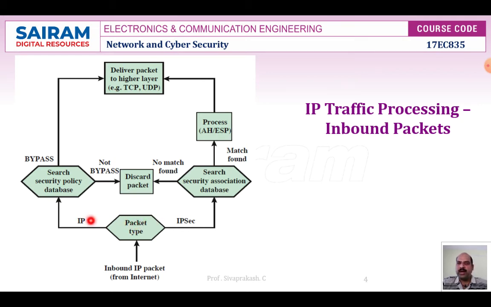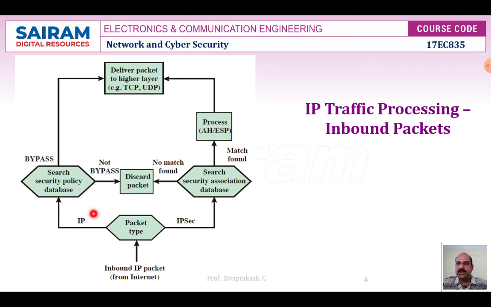If the packet is unsecured, then IP security searches the security policy database for a match to this packet. If the first matching entry has a policy of bypass, then the IP header is processed and stripped off, and the packet body is delivered to the higher layer such as TCP or UDP. If the first matching entry has a policy of protect or discard, or if there is no matching entry, then the packet is discarded.